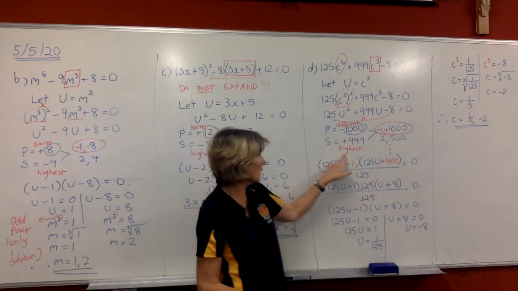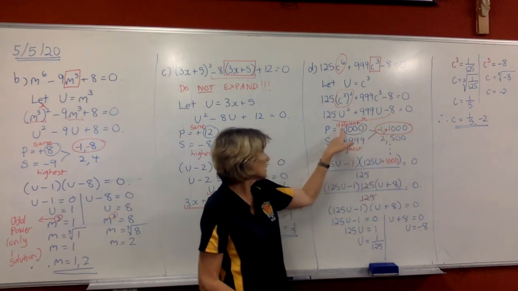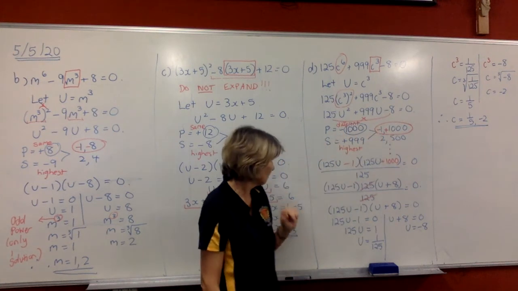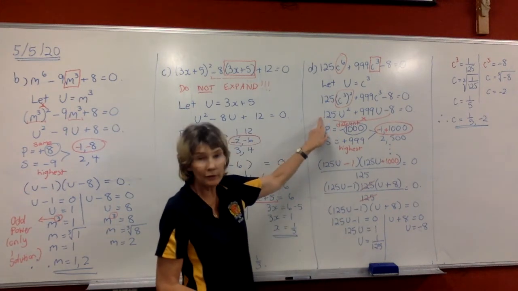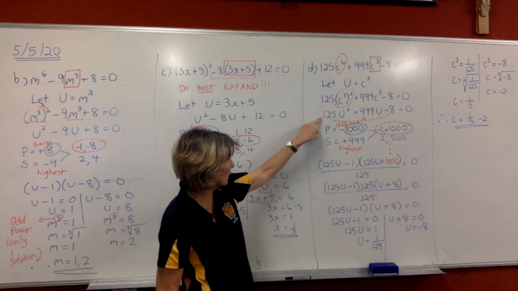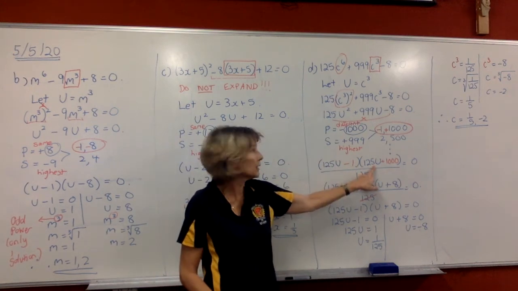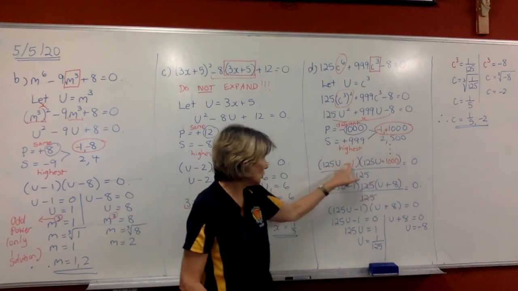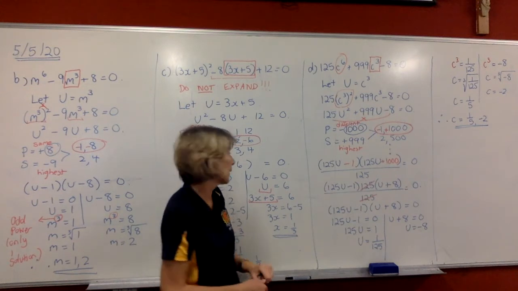So the highest sign number has to get the plus, so the 1,000 gets the plus. Signs have to be different, so this one will get a minus. So we set up our brackets. Don't forget with the number in front here, we're going to bring 125u and 125u into the beginning of the brackets and 125 on the bottom. Slot in your two numbers, and now we're going to look for common factors in our brackets.